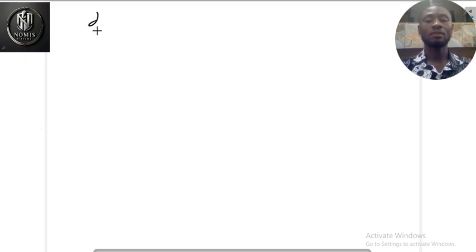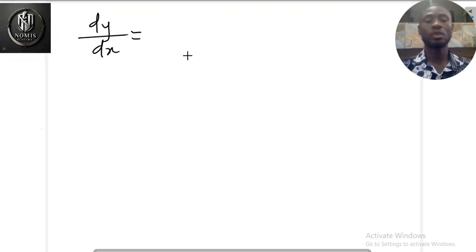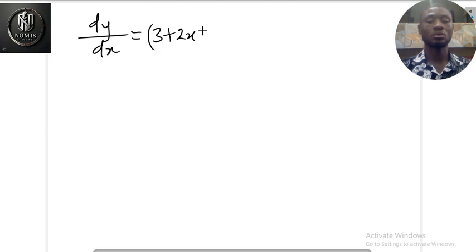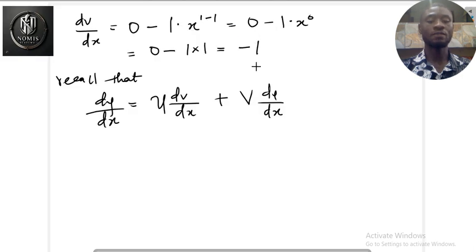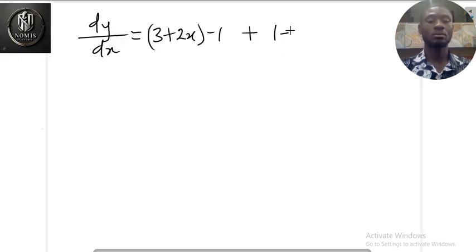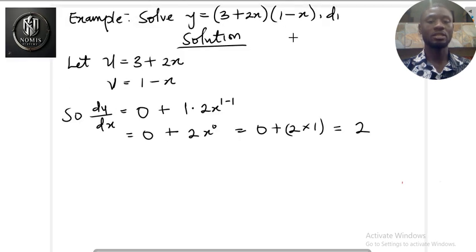So our final answer, dy/dx, is equal to, what is our u? When you go back here, you see that u is 3 + 2x, and then you see that our dv/dx is minus 1. So multiply by minus 1. So plus our v. Our v is what? 1 - x. So multiplying by our du/dx. du/dx is just 2.